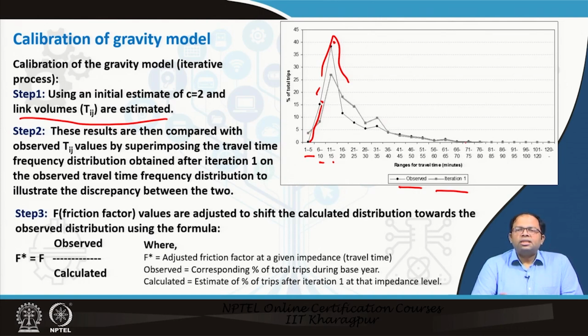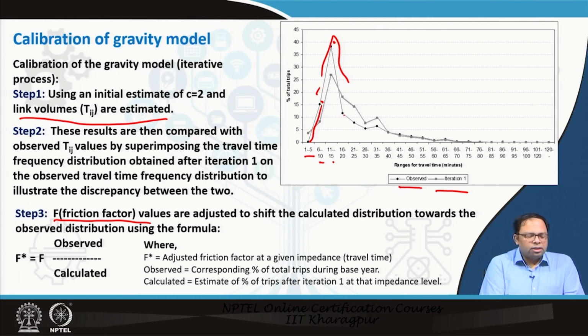So, this mismatch has to be removed. By changing the value of c, we have to make sure that these two graphs match. That is what we do in calibration. Now, how do we do that? We take the friction factor and we adjust its values so that this actually shifts.